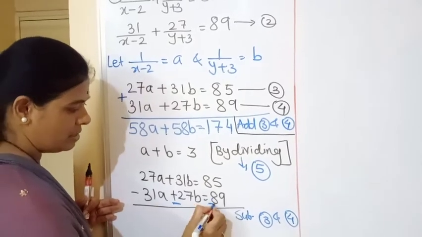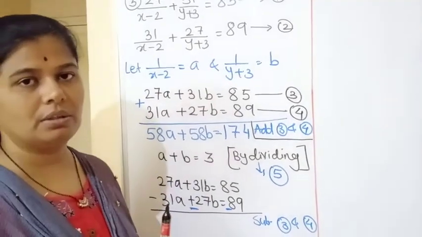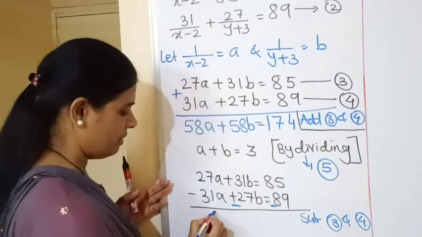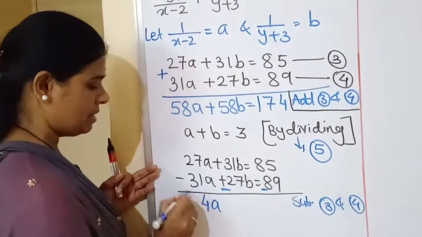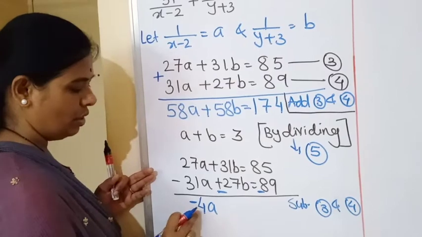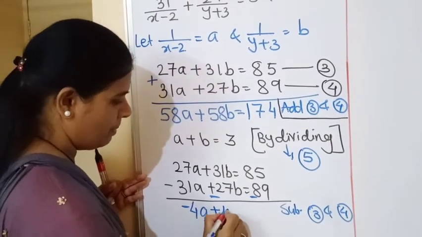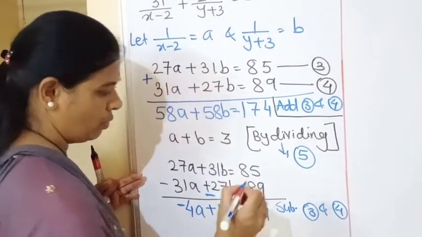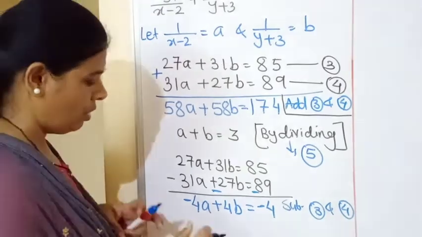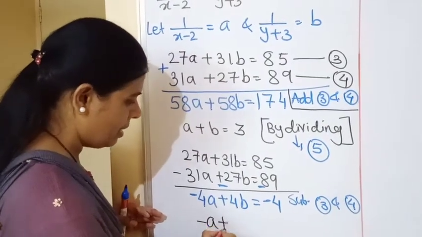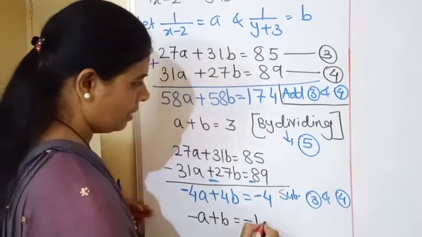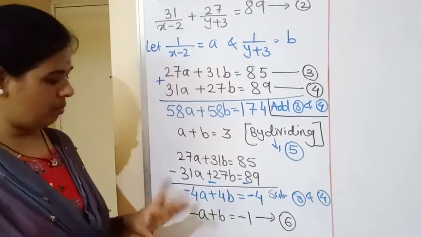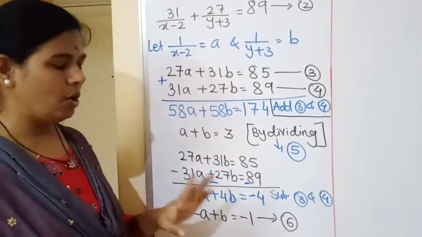प्लस असेल तर मायनस करायची आहे, आधीच मी सांगितलंय मायनस सबस्ट्रॅक्शन करताना साइन चेंज करायची. आता 27 मायनस 31 मायनस 27 किती होतात? 4a. ग्रेटर नंबर इज 31, त्याला मायनस साइन आहे, सो इट विल बी मायनस 4a. हियर इट विल बी प्लस 4b and here 85 minus 89, that will be minus 4. After dividing the equation by 4, we get the answer, that is minus a plus b equal to minus 1. This will be our equation number 6.